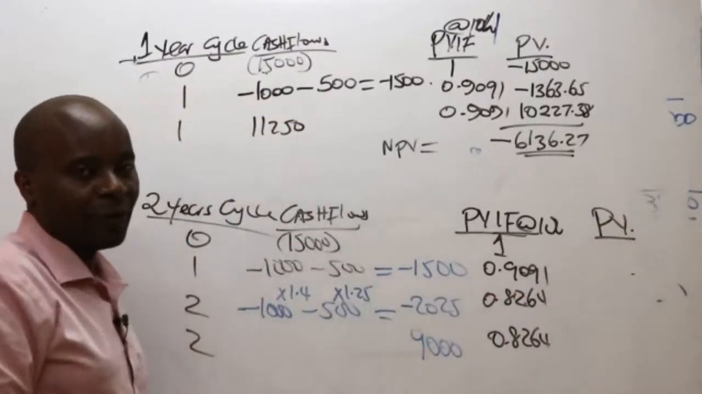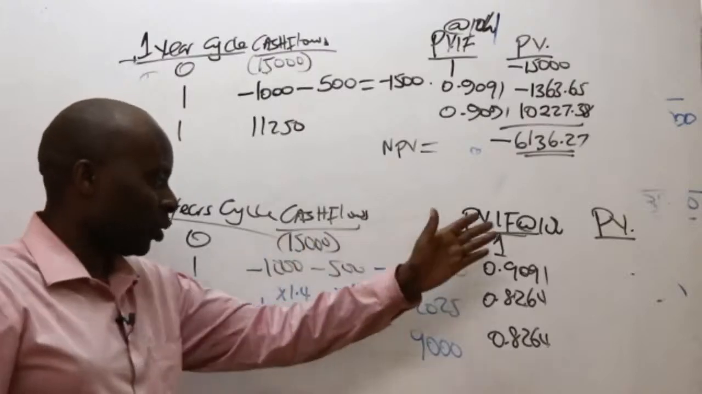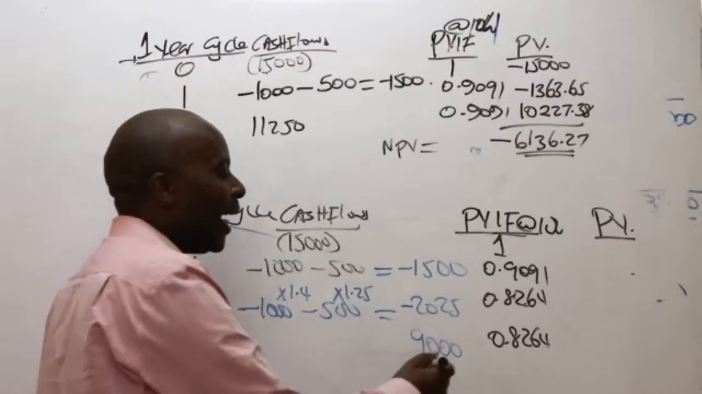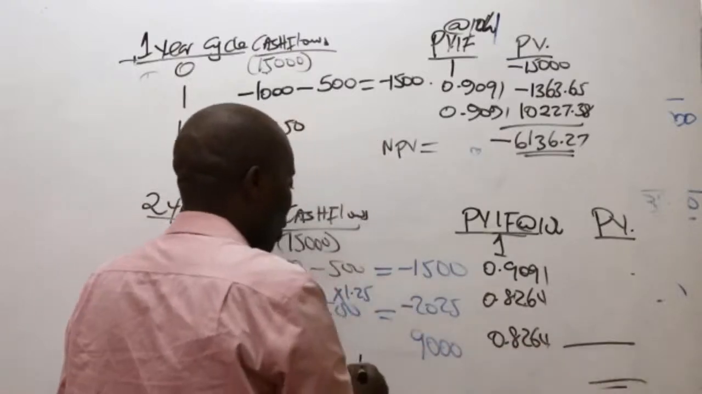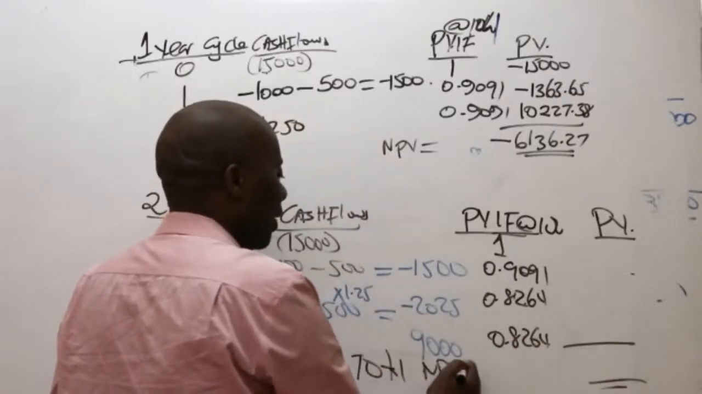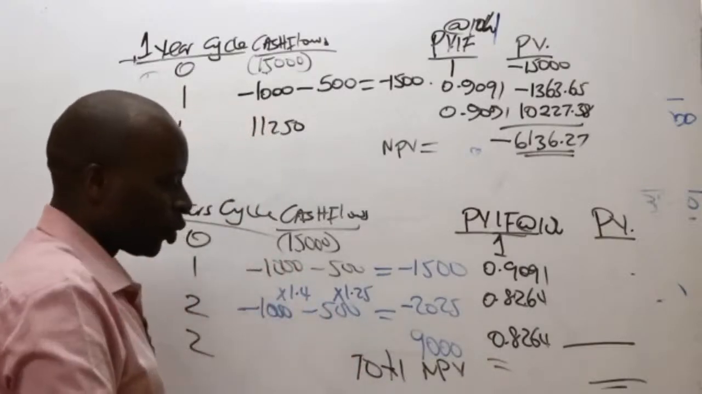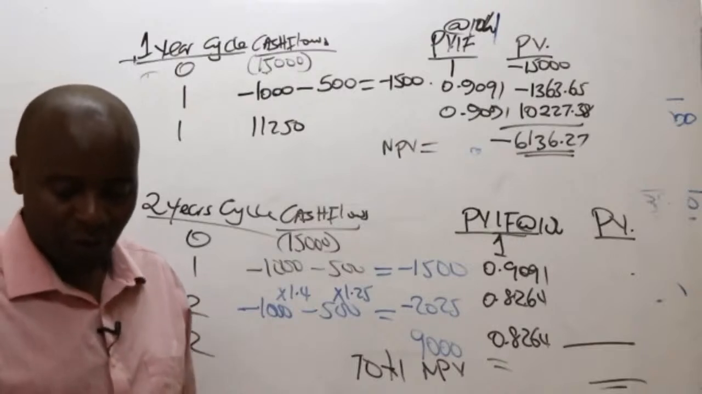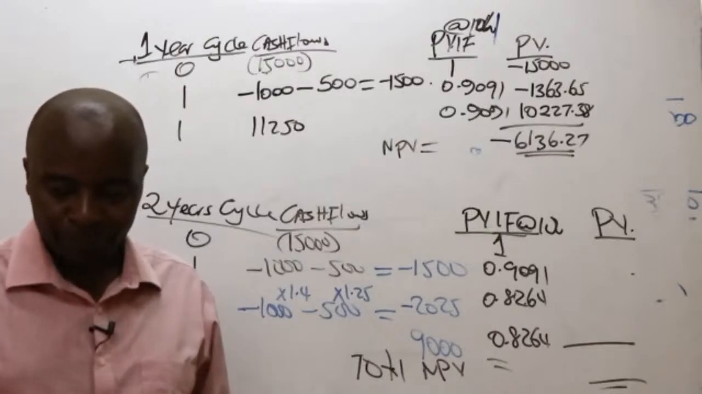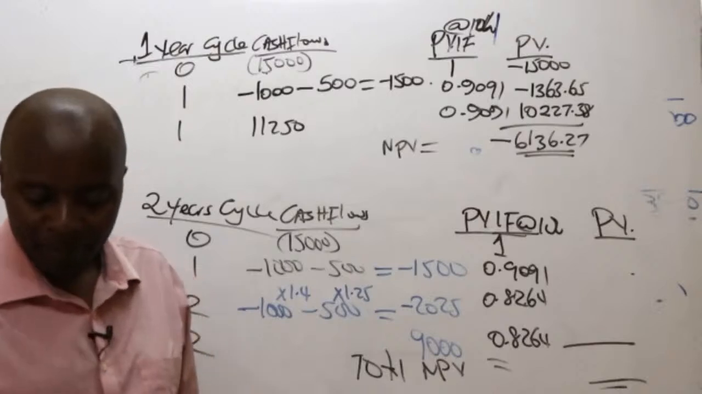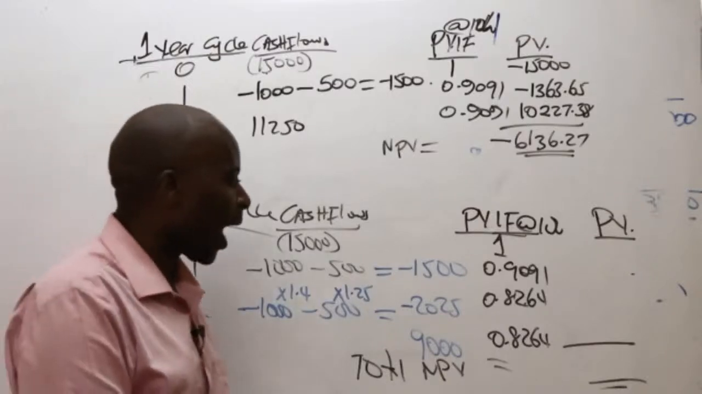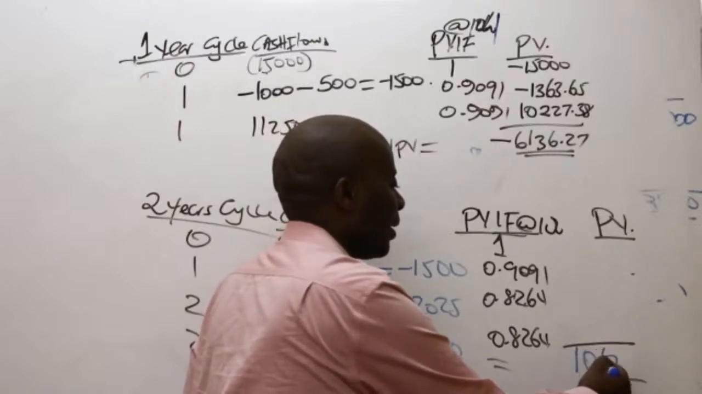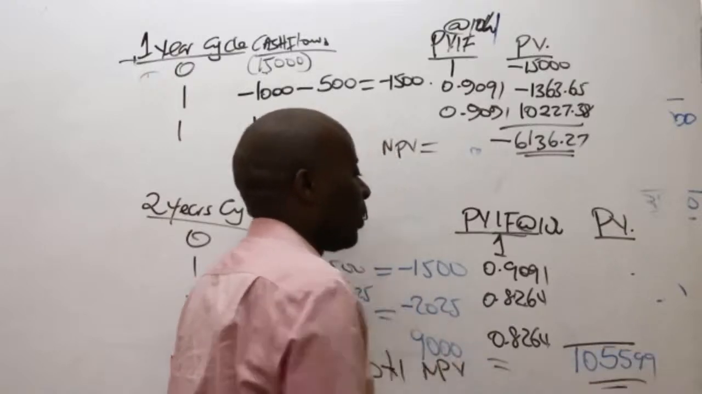Then create the last column where you're going to get the present value. The present value will be this times that. Give us a figure. And then at the end of the day, add to give us the total net present value. The total net present value will be equal to what, ladies and gentlemen? It is minus 10,599.5. But it is in brackets, negative.